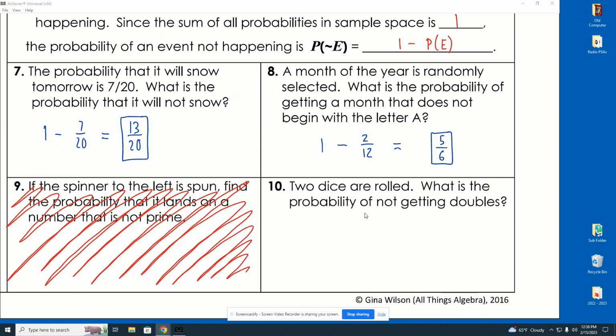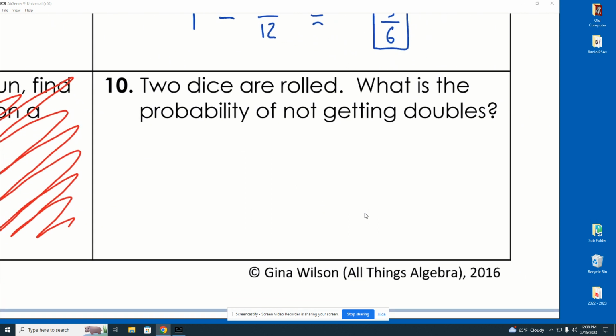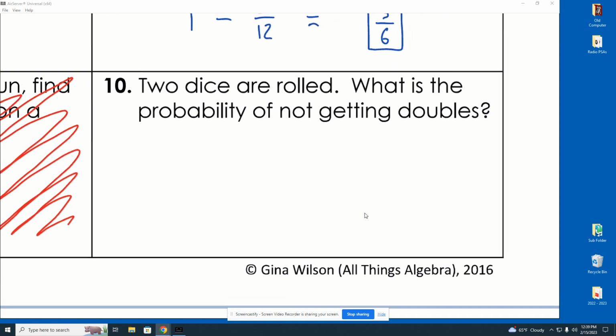Okay. Now, y'all just talked about the two dice being rolled. What's the bottom number? 36, right? Liam said. Now listen. How many ways can I get doubles? 6, right? 1 can only match with 1 once. 2 can only match with 2 once. So that's 6 possibilities. So if I talk about not getting doubles, well, 6 out of 36 are doubles.